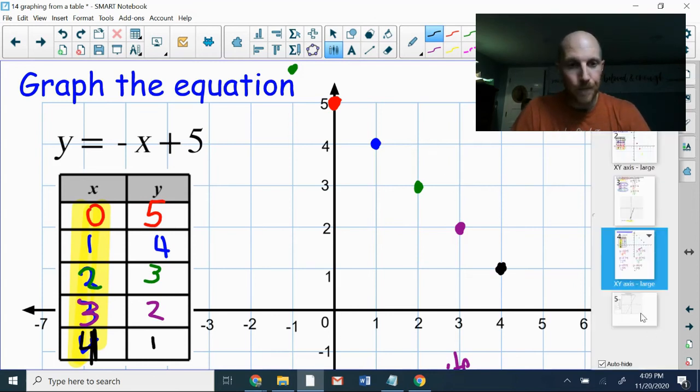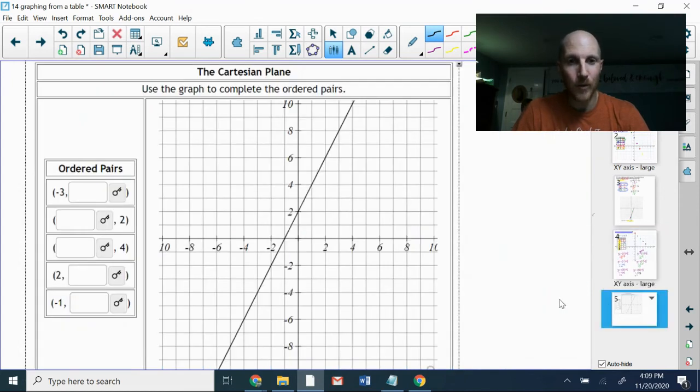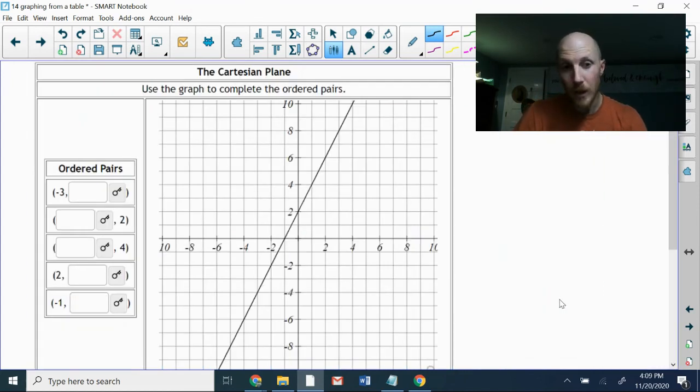Okay, let's take a look at one last thing. What if the line has already been drawn and I'm asked to find the coordinates? It says use the graph to complete the ordered pairs.